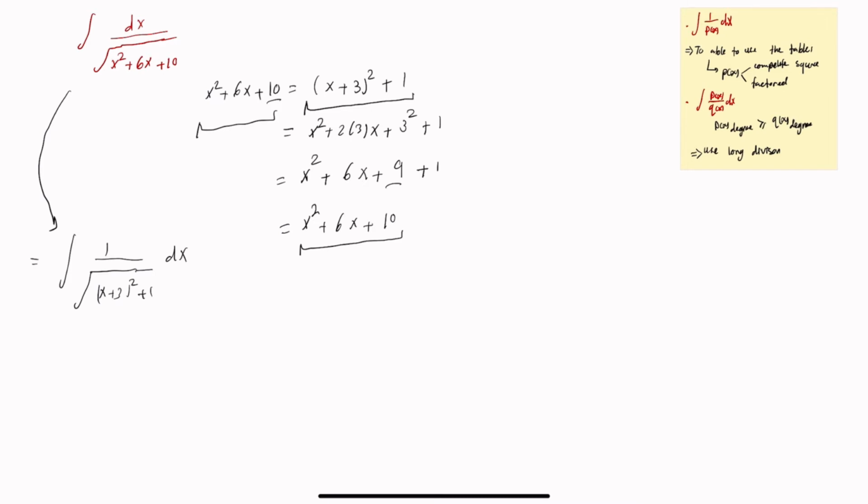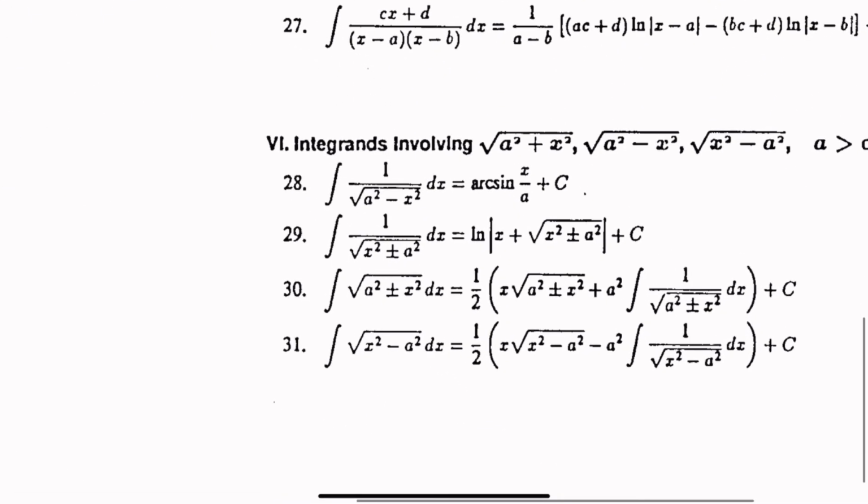Now, let's look into the table of integration. This is the table of integration. Note that our integral involves a square root, so we're going to move to here. And since our integral is 1 over a square root, and then we have a positive sign under the square root, we're going to use number 29.